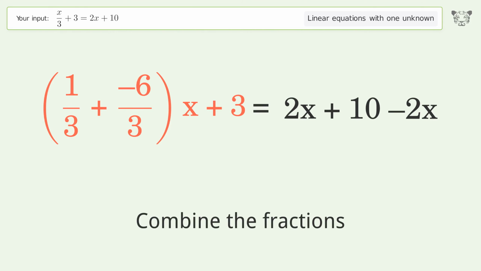Group all constants on the right side of the equation. Subtract 3 from both sides. Simplify the arithmetic. Isolate the x. Multiply both sides by inverse fraction 3/5.